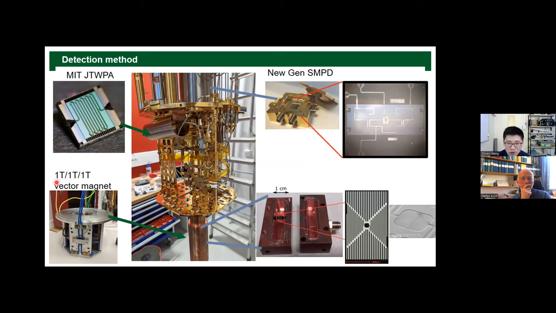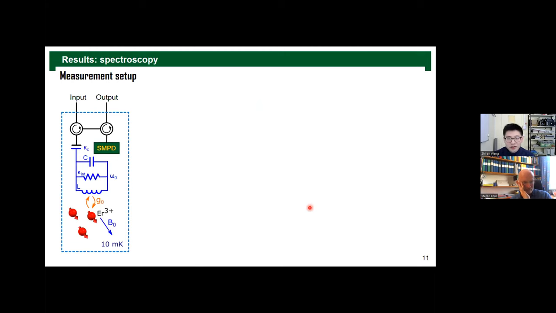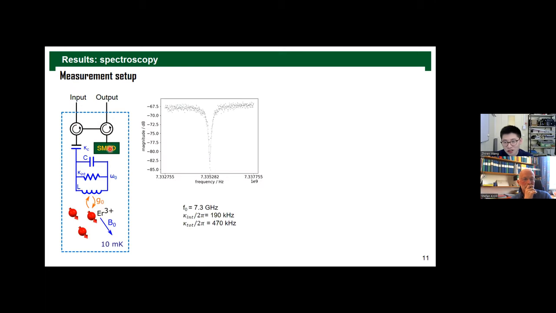And we can install a magnet. We have control over 3 orthogonal axes with this magnet. And the chip of the sample is put into a 3D cavity to drive. So what we can do is first, we want to measure the resonator. We send the signal from the input into the circuit and the output signal goes this way. Also the photons emitted by spins will go this way to reach the detector.